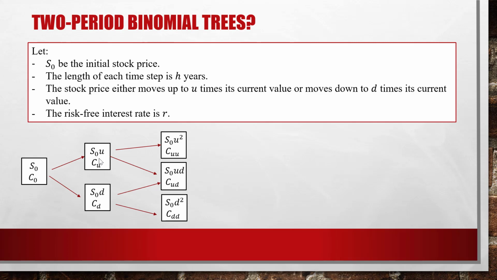Now, from step 1 to step 2, we have S0 times u squared if it continues to move up, and the payoff is Cuu. If it moves down from step 1 to step 2, then the new stock price is S0 times ud, and the payoff is Cud. And similarly for the second branch. By doing so, we have three possibilities at time 2.